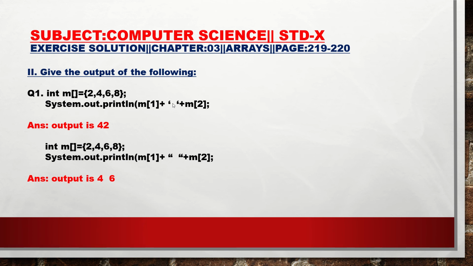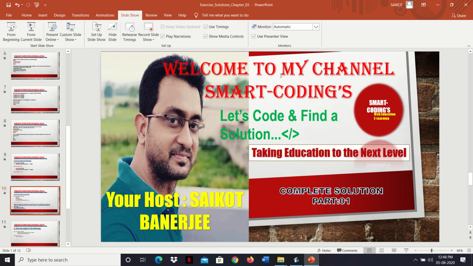And in between there is a single quote character over here, no? That takes 2 bytes of memory. So 40 plus 2 is 42, if it is like this. But if it is a string like this, it means there is a space in between. So m1 is 4, space, then m2 is 6. Let's go back to the editor over here to demonstrate. Just a minute.